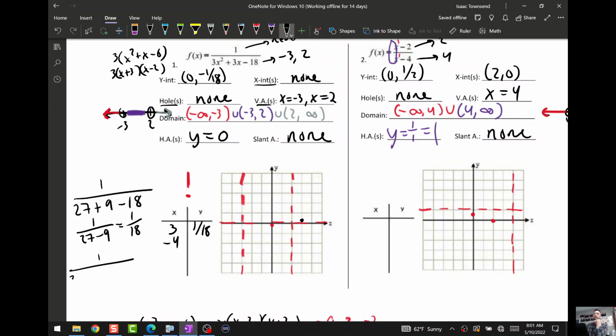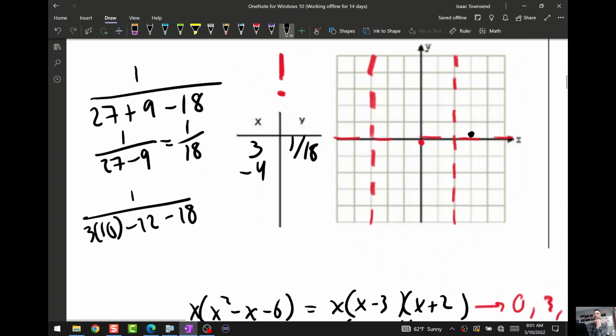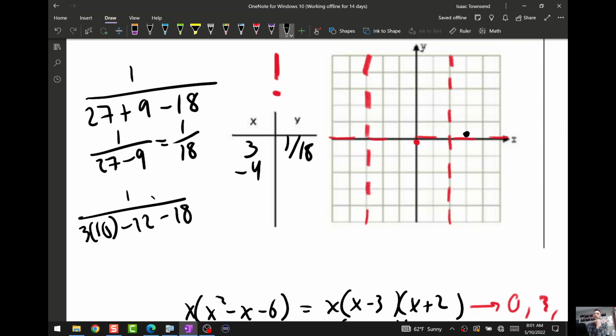So this would be 3 times 16 minus 12 minus 18. Again, I'm just plugging in this x value into the function and then trying to evaluate. You see, 3 times 16 is like 3 times 10, which would be 30, plus 3 times 6, which would be 18. So 30 plus 18 would be 48. So this would be like 1/18 again. So just a coincidence that those are the same.